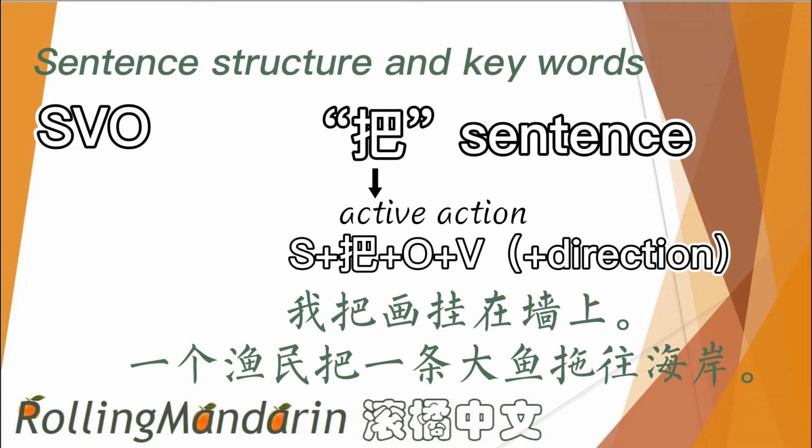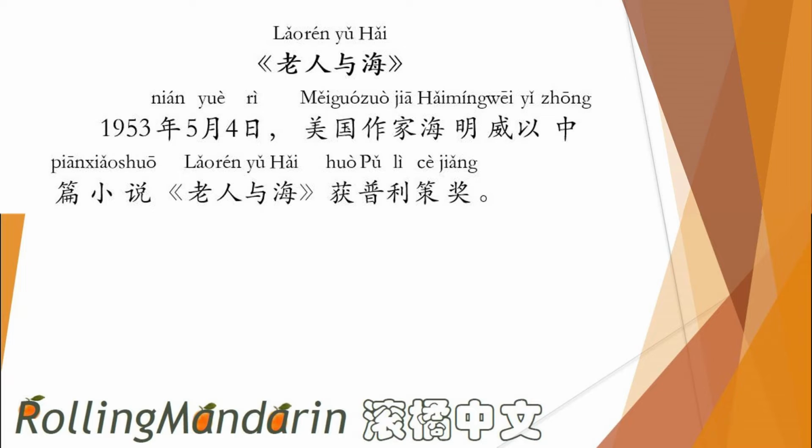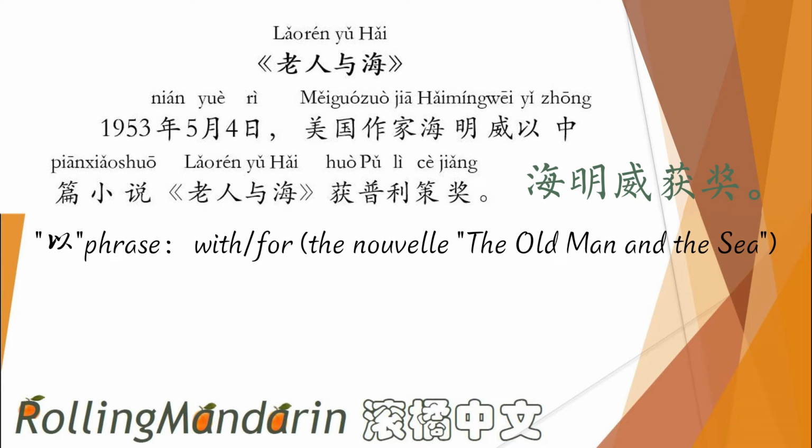Now let's look back at the first sentence. Basic element is 海明威获奖. A preposition 以 has been applied in this sentence to form a prepositional phrase. 以中篇小说老人与海. It means with or for the middle grade novel, The Old Man and the Sea. And this prepositional phrase is to modify the verb 获. 获 means to receive, to obtain.